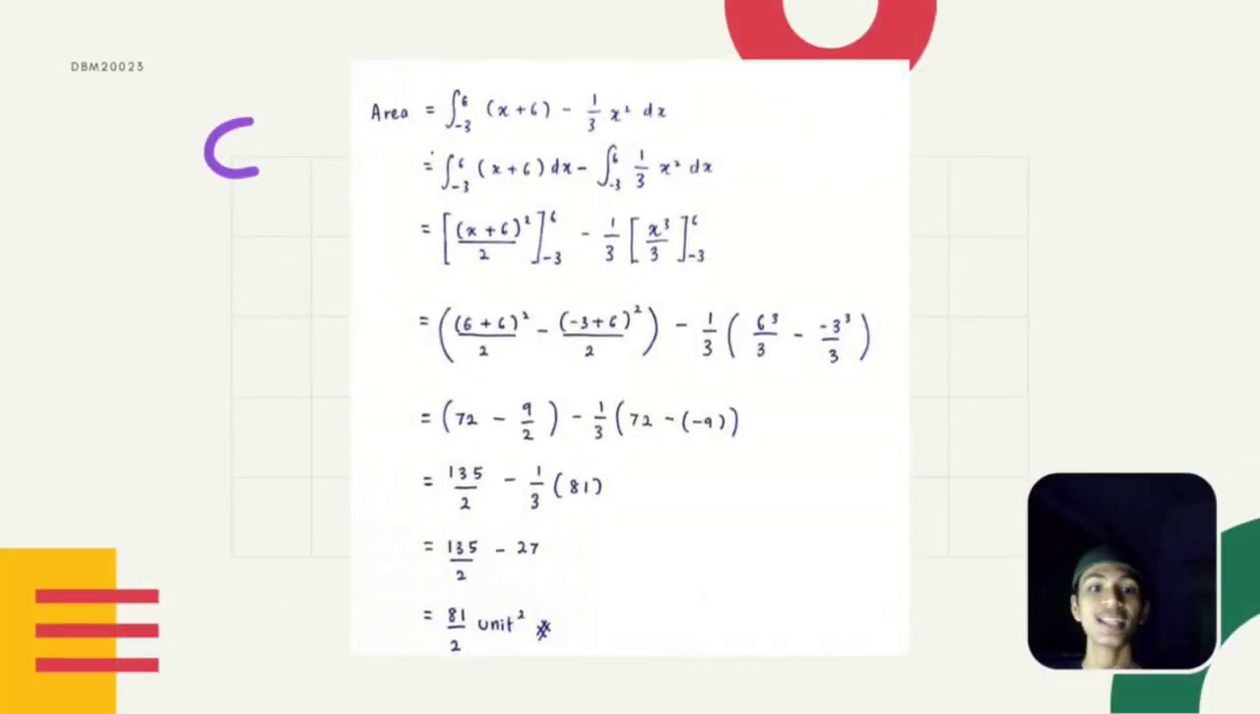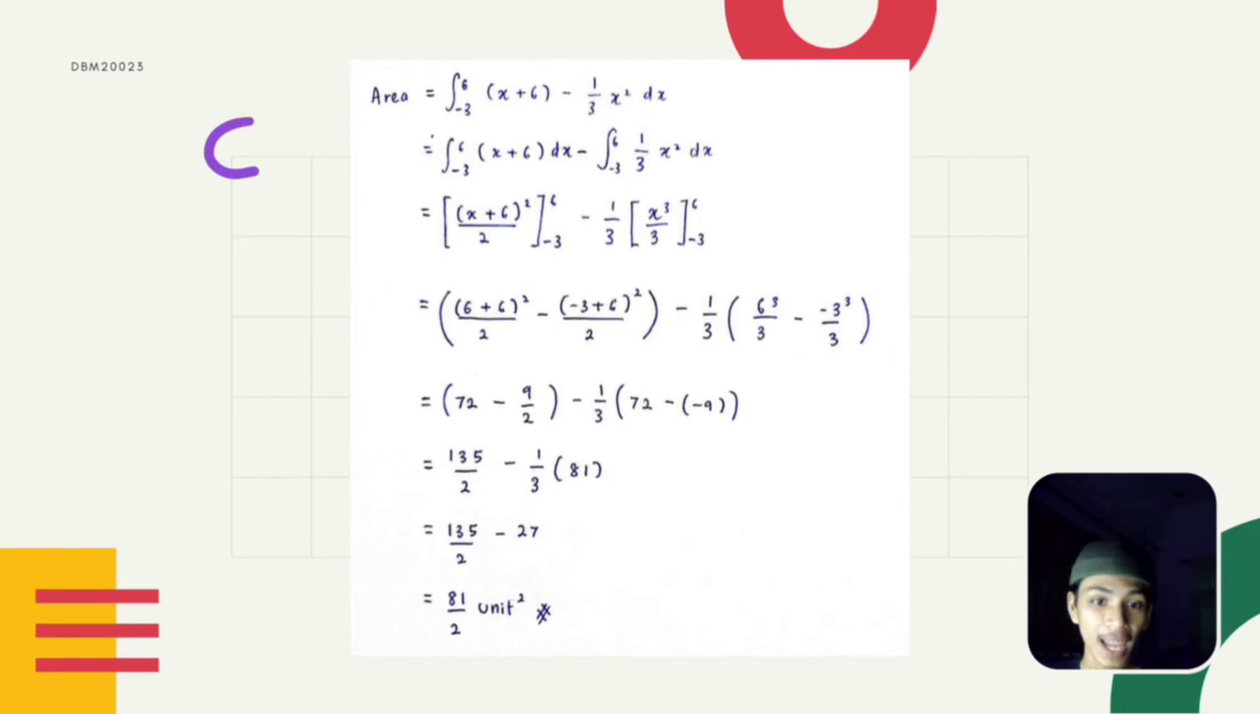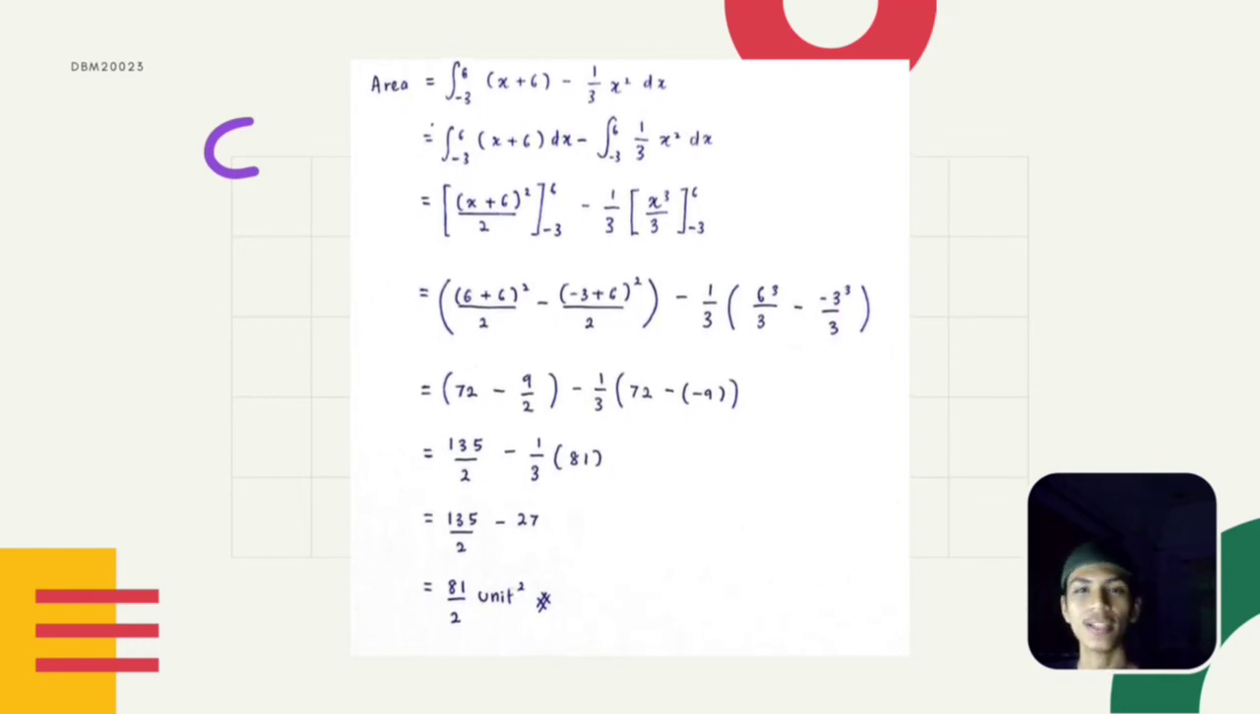Okay, now we're going to the last part, and it is to determine the area under the curve for the region bounded by the curve and the axis. So now we're going to the solution of the area. We need to use the formula of integration. So now as you can see, the integral of x plus 6 from negative 3 to 6, minus 1 over 3 x to the power of 2 dx.